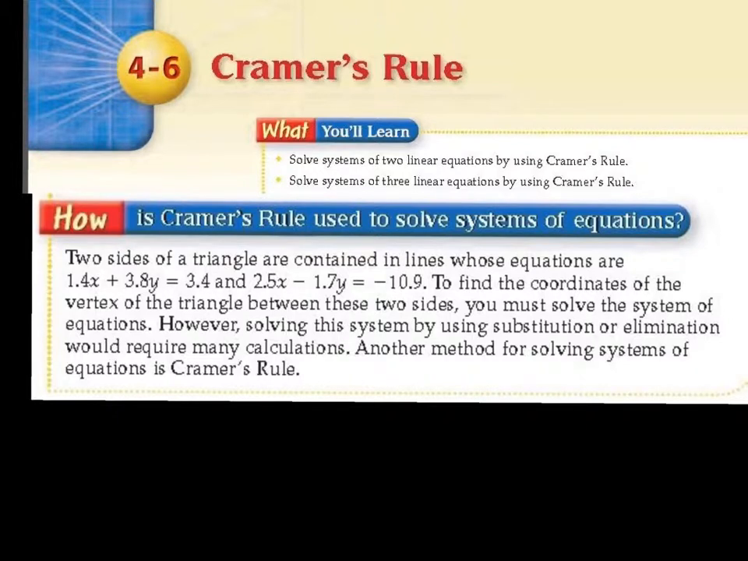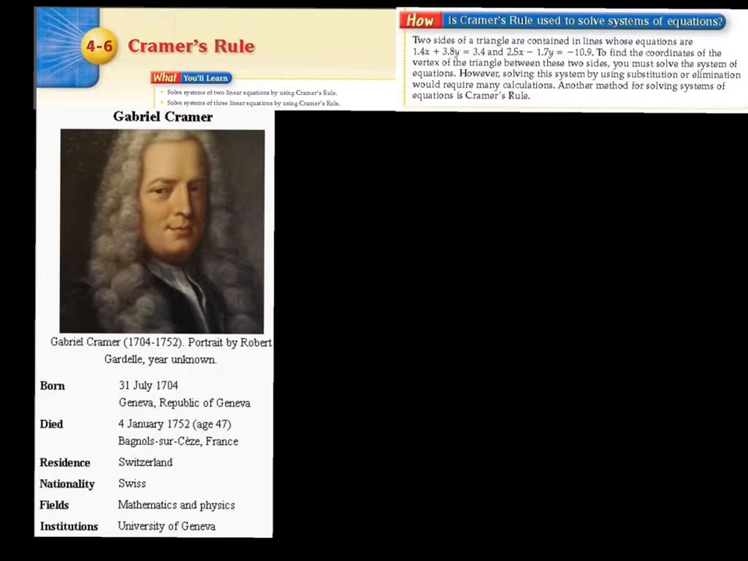Two sides of a triangle are contained in the lines whose equations are given. To find the coordinates of the vertex of a triangle between these two sides, you must solve a system of equations. However, solving this system of equations by substitution or elimination would require many calculations. Another method for solving systems of equations is Cramer's rule.